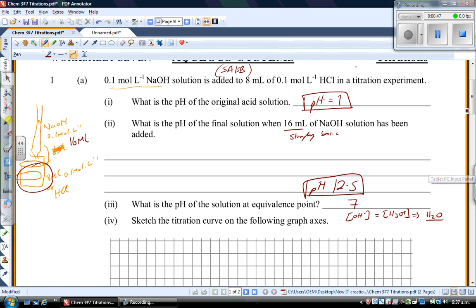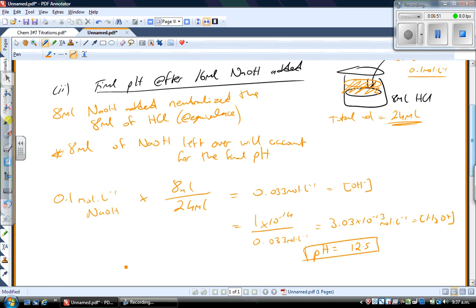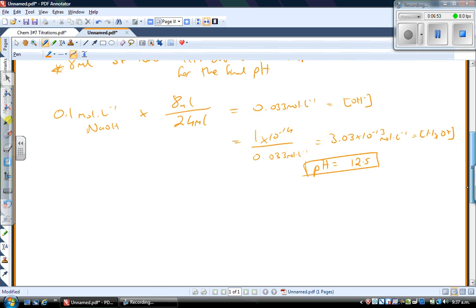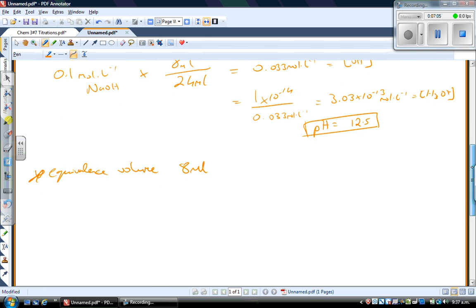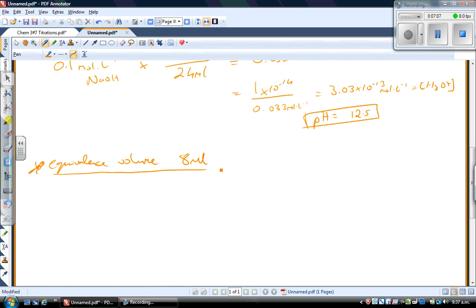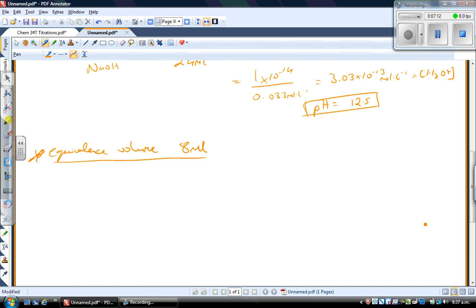And then there's one other thing I wanted to talk about, which was, how do you work out the equivalence volume? So although the question is making the point that, in this case, the equivalence volume is 8 mils, how do you work that out if you're not told it? Or especially for a weak acid situation where you can't assume that equal volumes of the same concentration of base and acid will be required for neutralization.